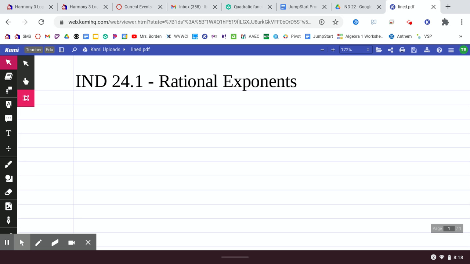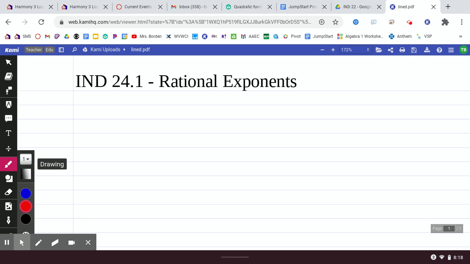So if we look at an example of an exponential expression.